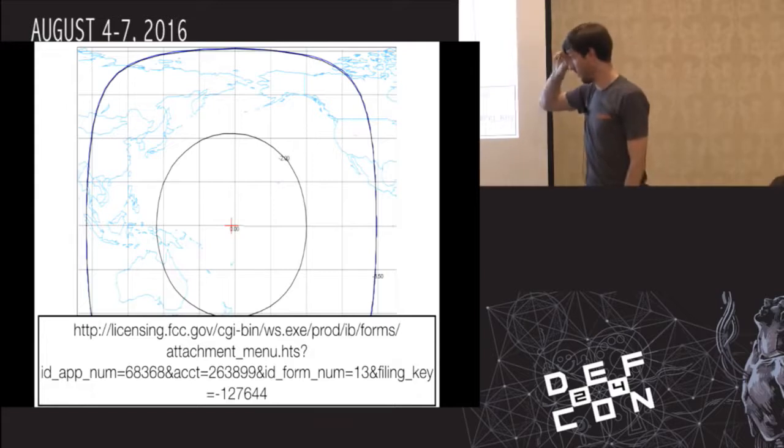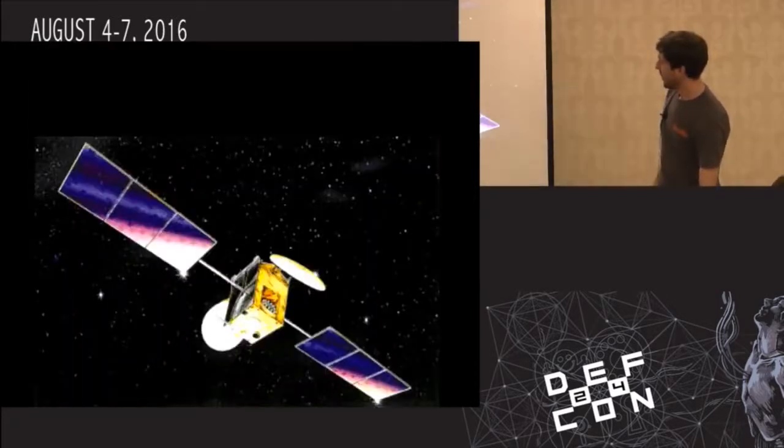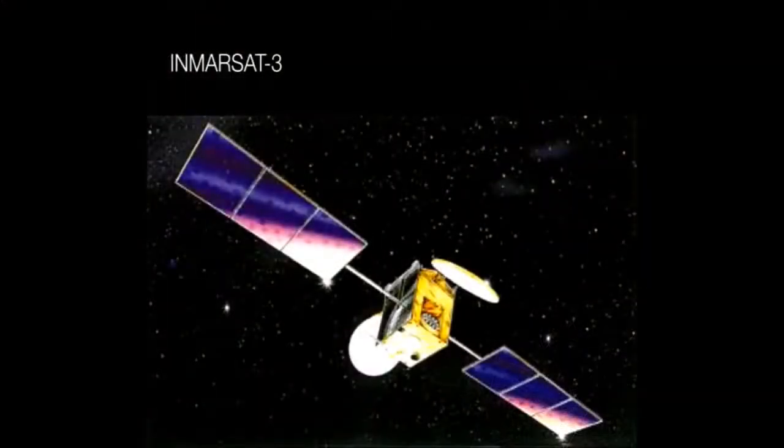And there's a nice document that the FCC has. You can look that up there. And this is a sort of artist's rendition of an INMARSAT 3 geostationary satellite. INMARSAT is a company that has a constellation of satellites, and they offer a whole bunch of different services to customers in different sectors. The one that we're going to look at in particular is for aviation.